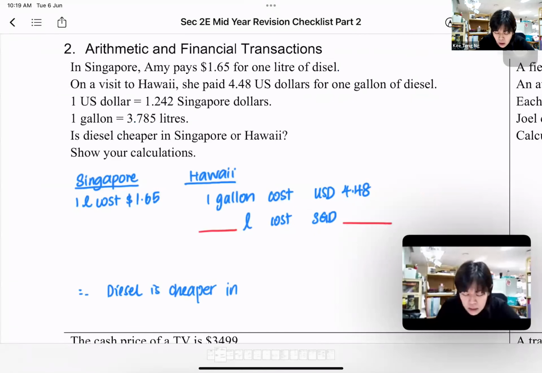Okay, this page is all on the basic financial transactions, things that you should know. In Singapore, 1 liter of diesel costs $1.65. How do you spell diesel? Okay, never mind. I think I spelled wrongly. D-I-E-S-E-L. Okay, but in Hawaii, she paid so much US dollar for 1 gallon. How much is 1 gallon?